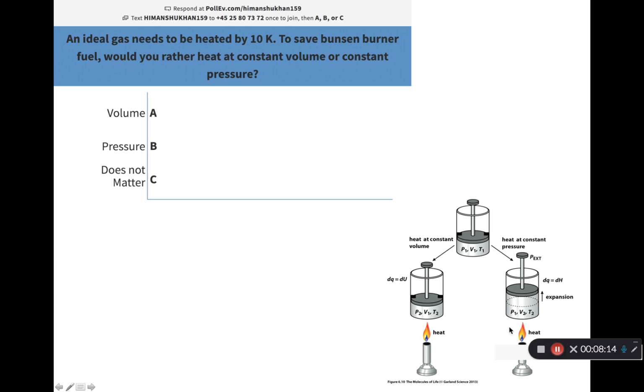I'm sorry, on the right hand side, the pressure is constant, but the volume is not constant. So the right hand side is heating at constant pressure, while the left hand side is heating at constant volume.